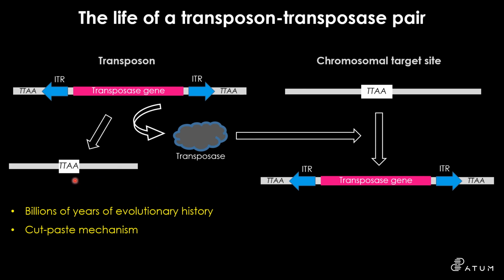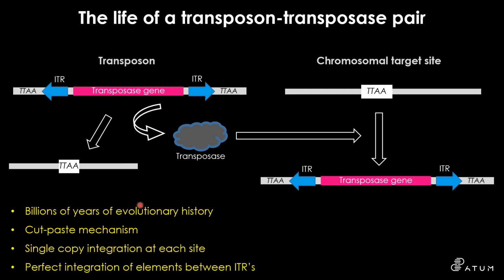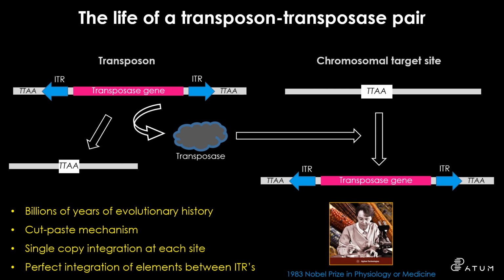The initial location is sealed up in a scarless fashion, and a single copy is then integrated at the new site. Importantly, there is a perfect high-fidelity integration of the genetic elements between the ITRs. Many of you have probably heard about this system, and not the least of which is via Barbara McClintock, her work in maize, leading to the 1983 Nobel Prize.